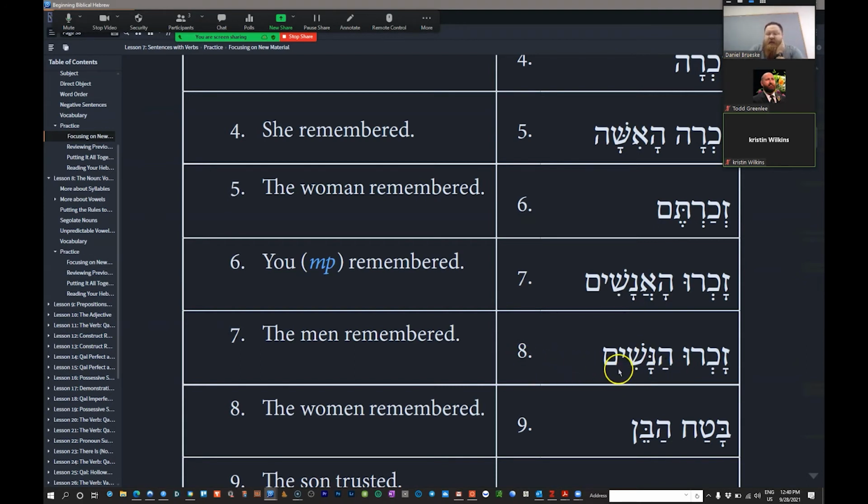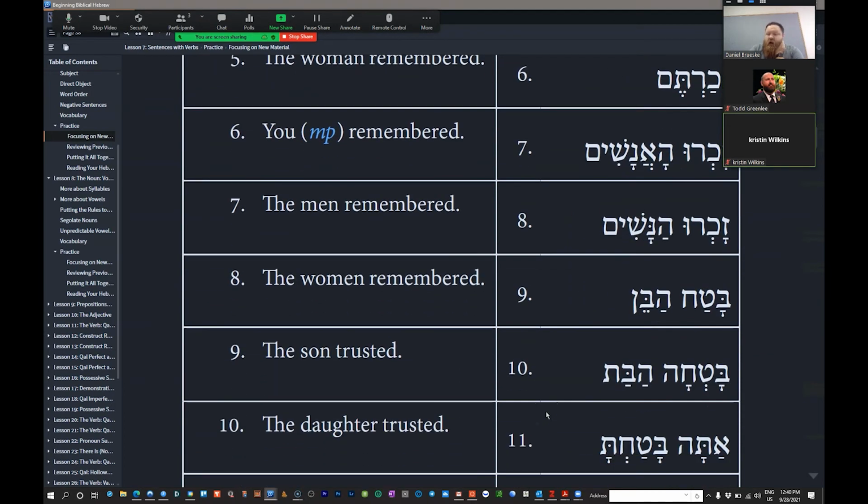So number 8 is going to be the same. We've just shifted from ha-anashim, men, to ha-nashim, which is women. Number 9, we switch to the verb batach, so 3ms form here. Again, if you've got another noun, and it's definite, but it doesn't have et, it's almost certainly your subject. Is there agreement? 3ms form. Ben is masculine singular. That works. Number 10, batacha. Here we've gone to 3fs, but we've switched our subject to feminine singular, so that matches.